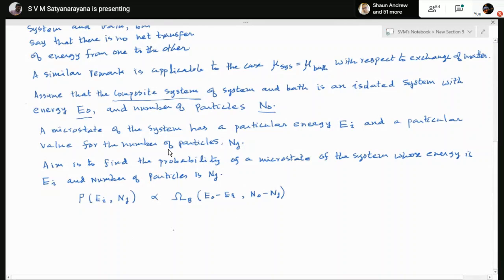Okay, so this is proportional to this, and I am able to write this because this is an isolated system, and all microstates of this isolated system are equally probable. So this probability will be proportional, so I can write this as exponential of 1 over kB, the Boltzmann constant, into entropy of the bath with E0 minus Ei, N0 minus Nj.